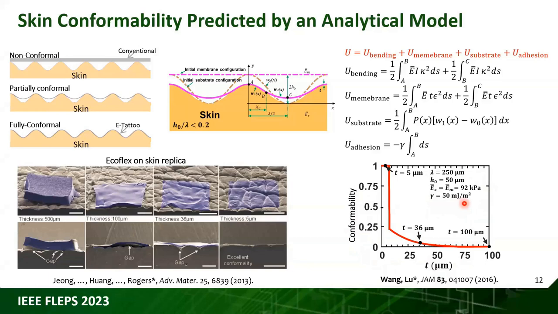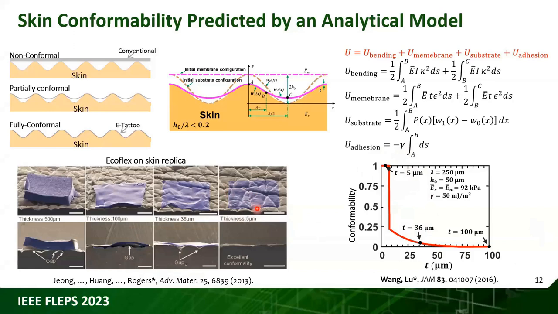So it tells us that below 7 micron, and this membrane is assumed to be as soft as skin. So like an Ecoflex is relatively similar to skin. So below 7 micron, this Ecoflex membrane is predicted to be able to achieve 100% conformability like this. And this is Professor Rogers' experiments, but we didn't use any fitting parameter. So we can still see that our result can well capture the experimental result.